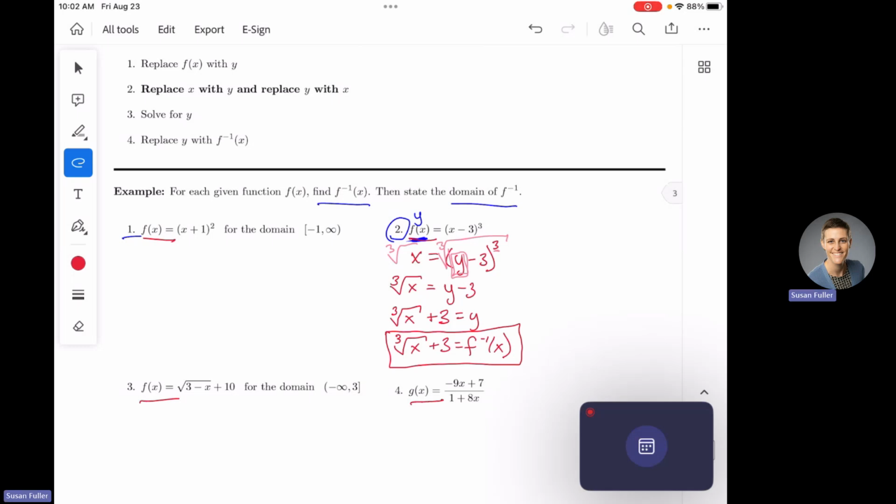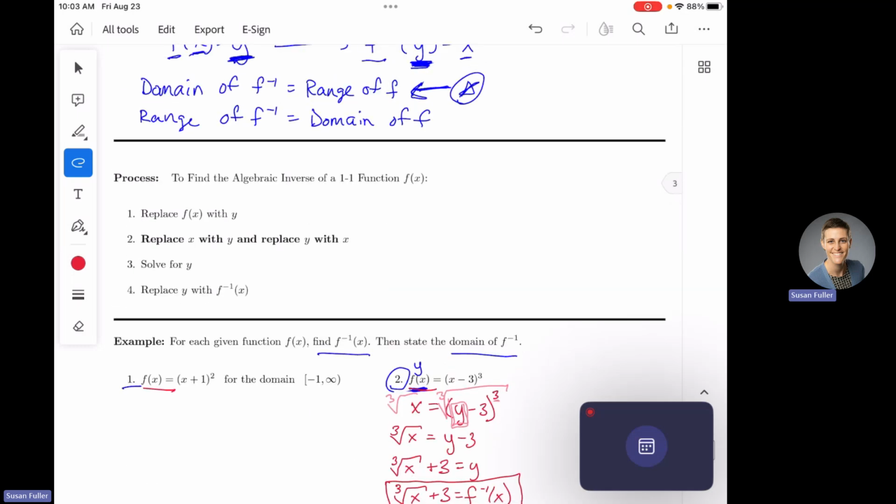And so now we have to find the domain. So we could apply domain rules to this, but there are certain cases where applying your domain rules won't quite match the range of your original. Again, we need to make sure that the domain of my inverse matches the range of my original.